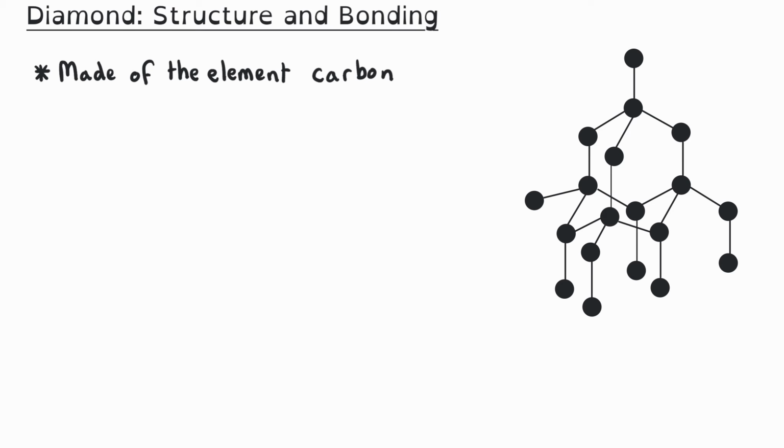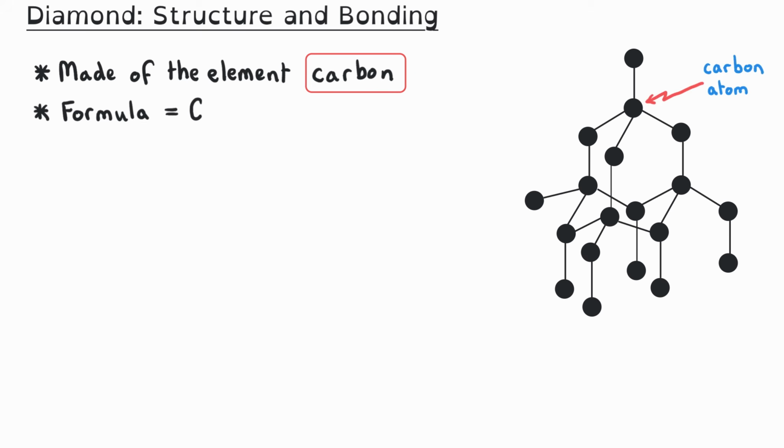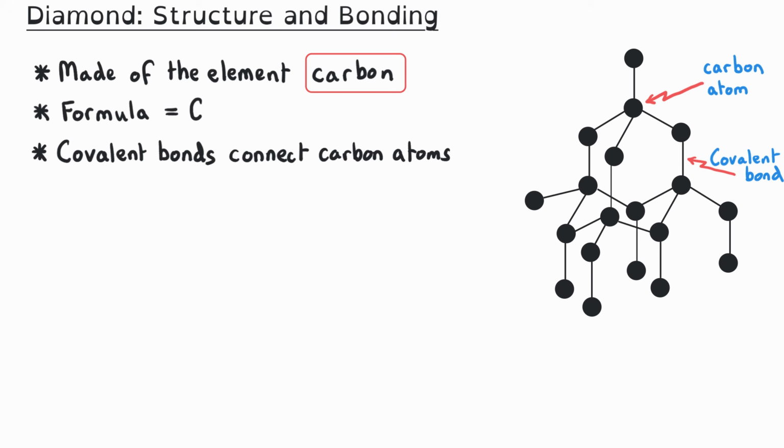To understand the properties of diamond, we first need to know about its structure and bonding. Diamond is made of the element carbon, and only carbon. And since there aren't any other elements involved, the formula for diamond is actually just a capital C. In a diagram of diamond, the carbon atoms are usually represented as black circles, and there are sticks coming out of these circles, and these sticks are representing covalent bonds connecting the carbon atoms together. And covalent bonds, remember, are shared pairs of electrons that hold the carbon atoms in place.